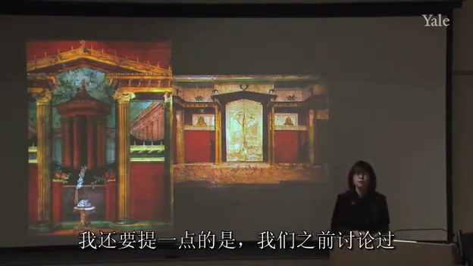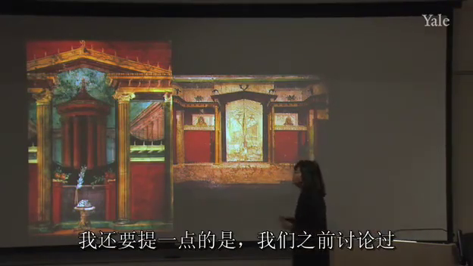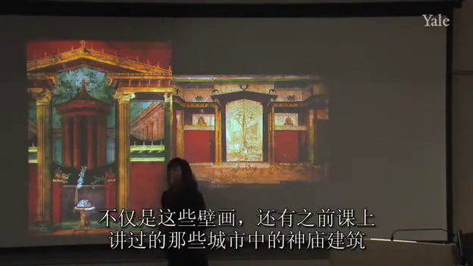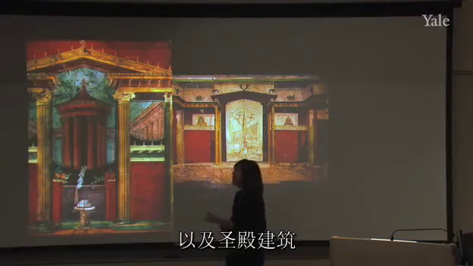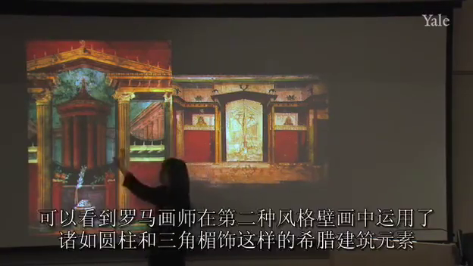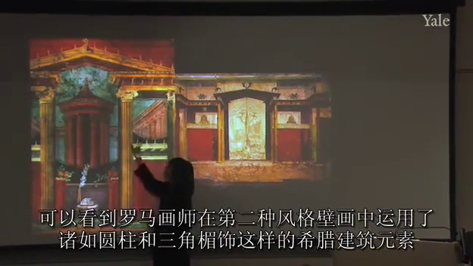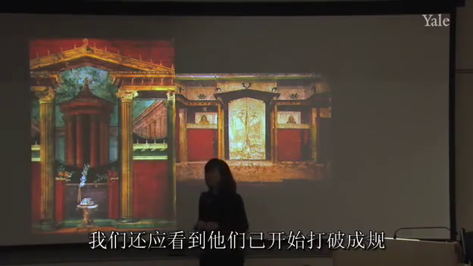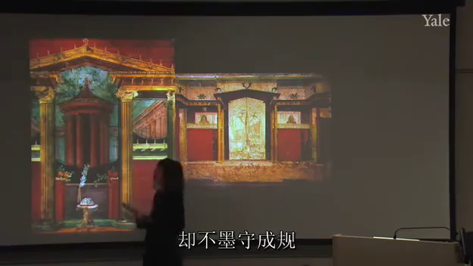And the one last point that I want to remind you of is the fact that we also discussed that although there's an enormous respect for earlier Greek architecture, not only in these paintings but in the temples and in the cities and in the sanctuaries that we've already explored, and we see the Roman painters using those elements of Greek architecture, columns and pediments and the like, in the 2nd style, we also see that they are beginning to break the rules. They have a respect for Greek architecture, but they're also willing to bend the rules.